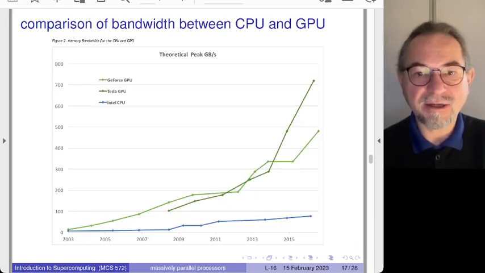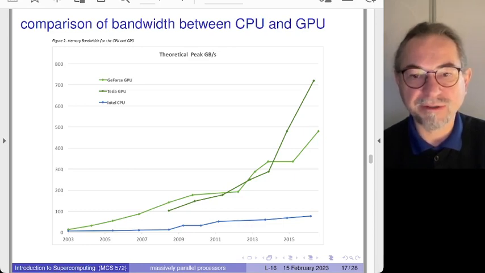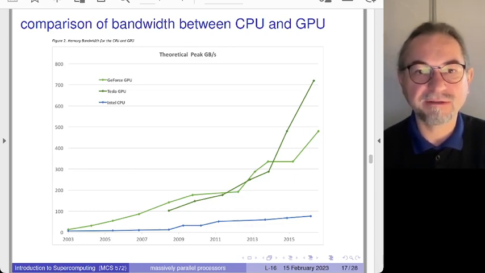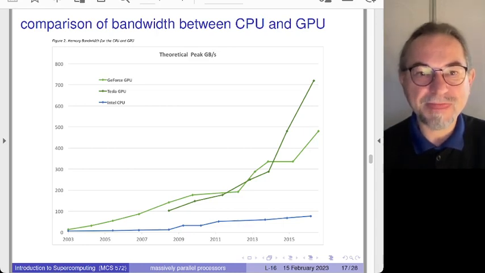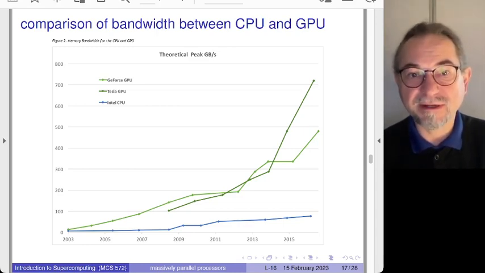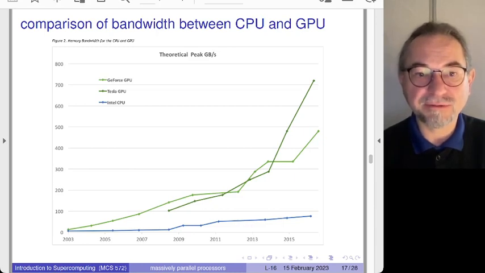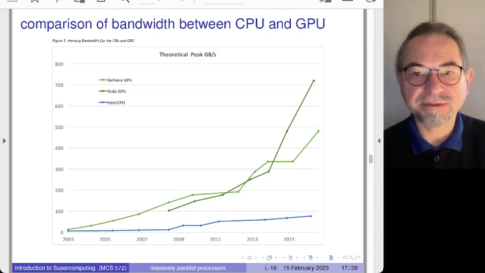Bandwidth again. These are historical slides, a little bit later now, not in the middle of the first decade, but the middle of the second decade of this 21st century. It's still expressed in gigabytes, not yet at terabytes per second.